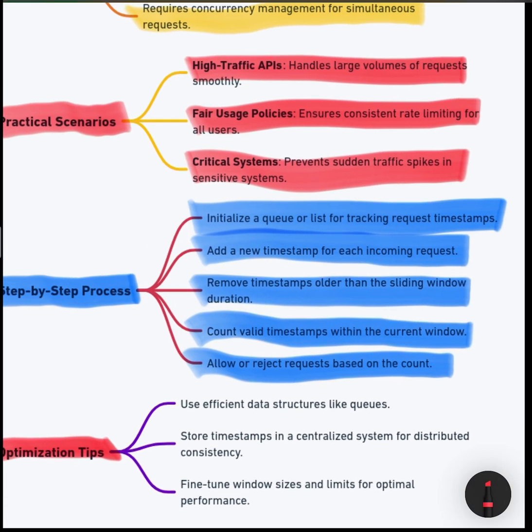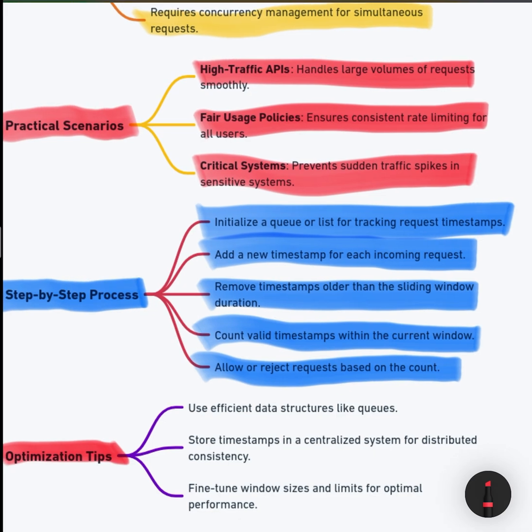Example use case. Imagine a login API where users can make up to 5 requests per second. Every request is timestamped when received. Timestamps older than 1 second are removed from the tracking system. If fewer than 5 timestamps exist in the current 1-second window, the request is allowed. Otherwise, it is denied. Optimization tips.